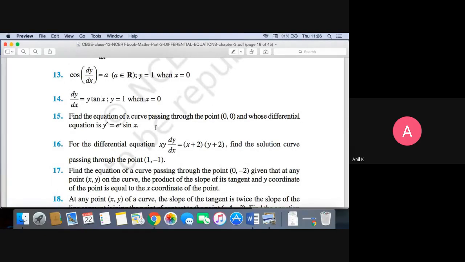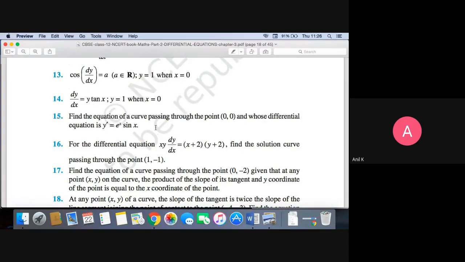Find the equation of the curve passing through the point (0, 0), whose differential equation is dy by dx equals e power x into sin x. Sir, it is only the integration of e power x sin x dx. I think we need integration by parts here. You leave that question. We'll come to that integration by parts. We have not studied it.